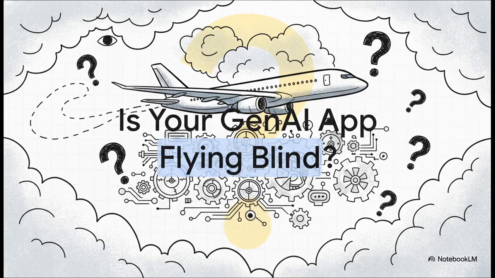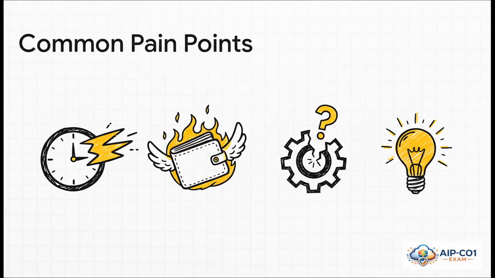So let's be real for a second. Does it sometimes feel like you're flying this incredibly powerful new Gen AI app completely blind? It's like you've built this amazing jet engine, but you're trying to navigate through a thick fog with absolutely no idea what's really happening under the hood. And if that feels familiar, then you've probably run into some of these pain points.